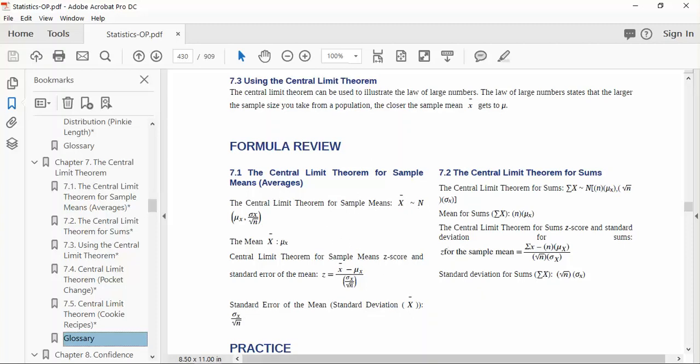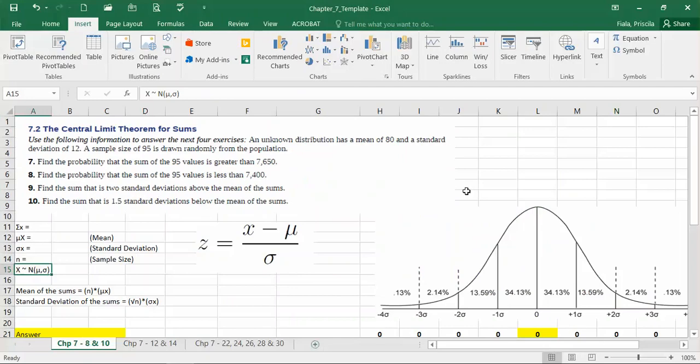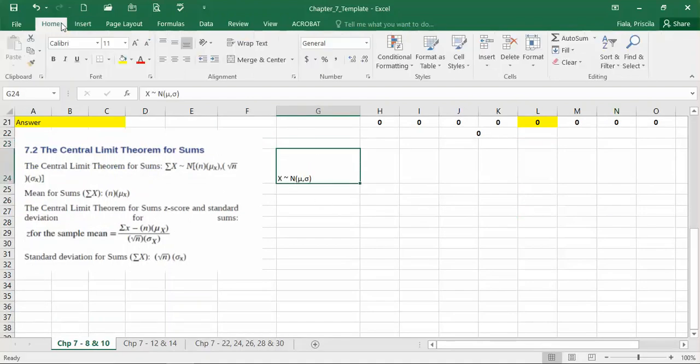If you recall from chapter 6, this crazy formula, which I can put down here, is just the CLT for sums, represented by the CLT for sums of a normal distribution. So it's telling you about the sums of the values for a normal distribution.